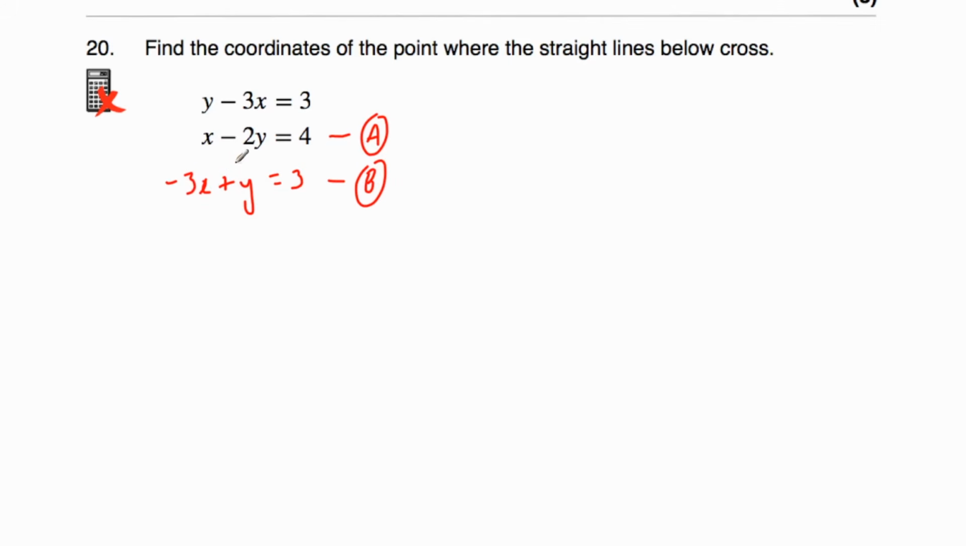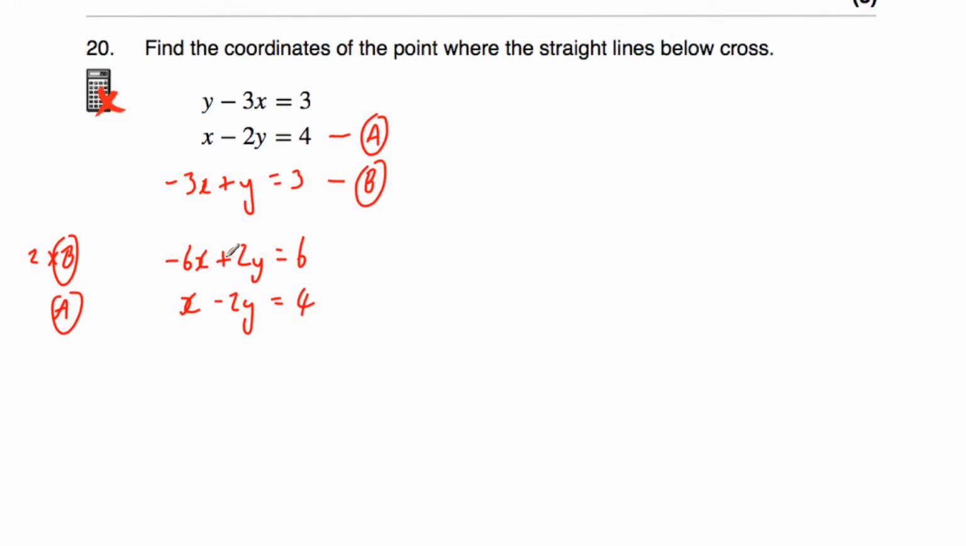That will give me 2y, because I know that minus 2y plus 2y is 0. So we're going to do 2 times B and see what we get. So 2 times equation B would be minus 3x times 2 would be minus 6x, and 2 times y would be plus 2y. And then if I multiply 3 by 2, that's equal to 6. So we've now got 2 times equation B, and let's write equation A beneath it. So equation A was x minus 2y equals 4.